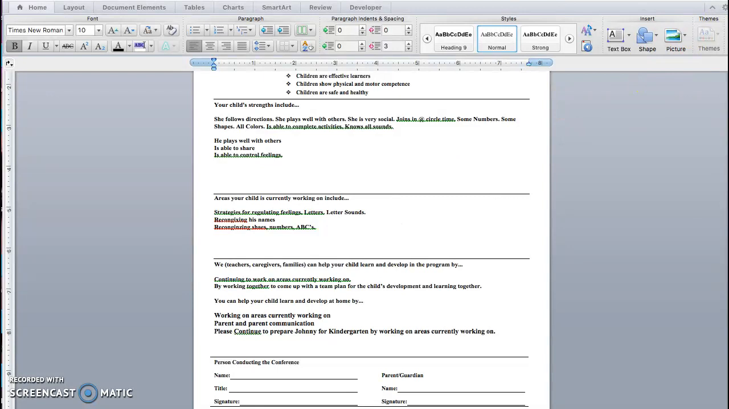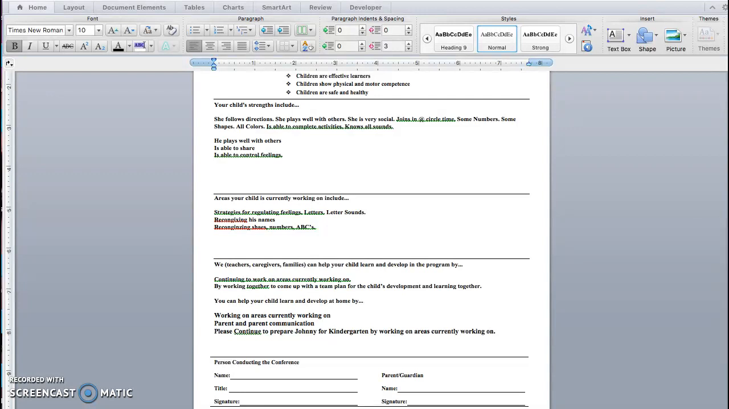Some of the things that I've been seeing under your child's strengths include: she follows directions, she plays with others, she's very social, joins in with at circle time. Using the symbol at is not okay. You need to spell them out. Some numbers, some shapes, all colors, is able to complete activities, knows all sounds.